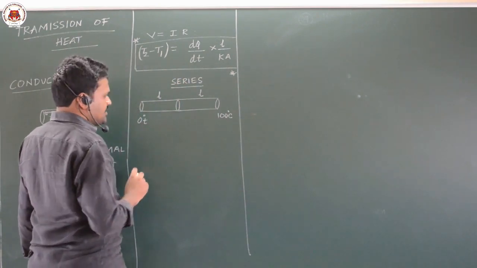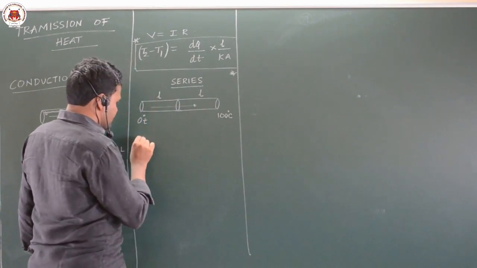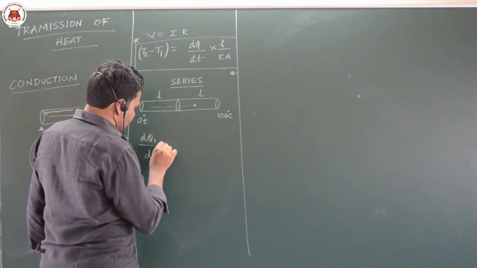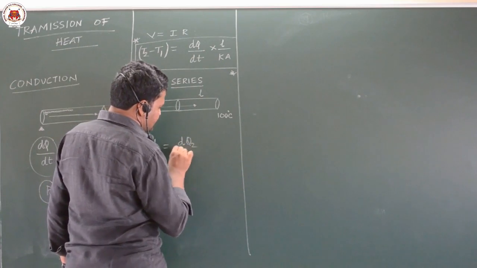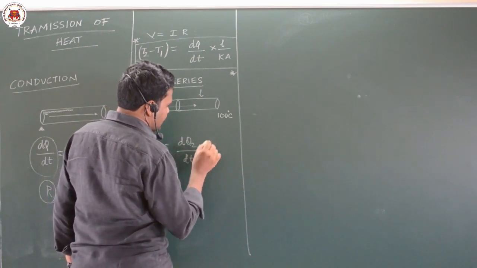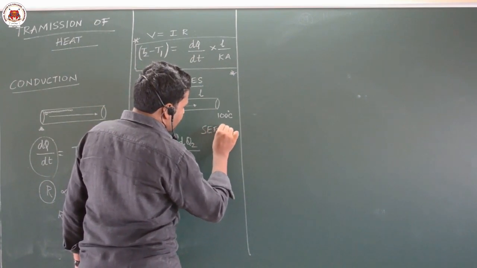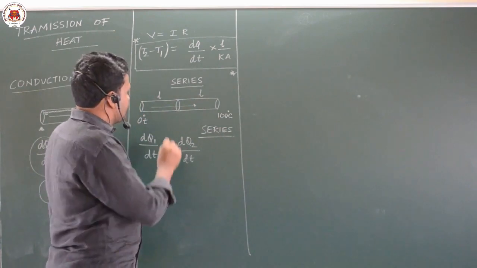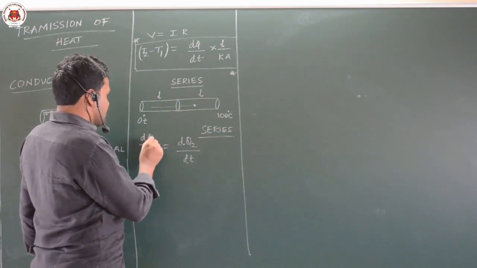what happens here is, they are in series, means rate of heat flow is constant. So, dq1 by dt is equal to dq2 by dt. This is the concept you have to use, because of the series combination. In current electricity in second year, you have studied that in series combination, current remains the same. So, these two must be equal. That is dq by dt.